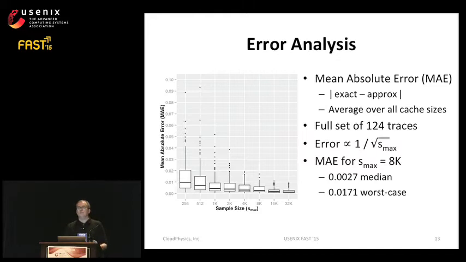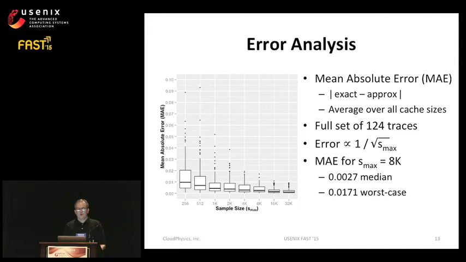Looking at the overall shape, we see that, as expected, with more samples, there's less error. Like many other statistical sampling techniques, we found that SHARDS error is inversely proportional to the square root of the number of samples. In fact, regression analysis yielded a high correlation coefficient of 0.98. This suggests that the error is well behaved, so even if we don't have a hard bound, we could still compute confidence intervals and such.